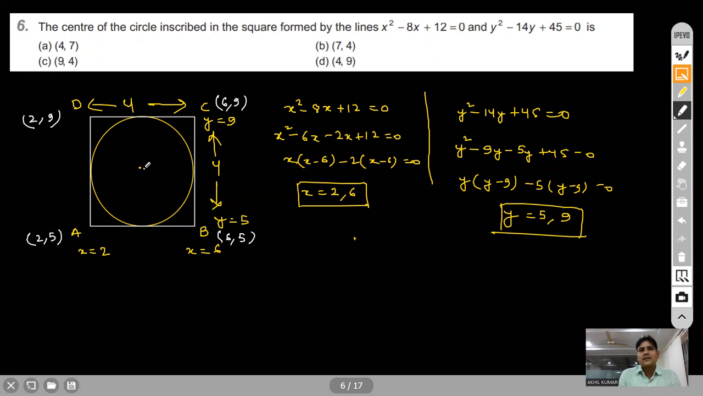And now we have to find the center of the circle. It will be half of this, meaning x will be (2 plus 6) upon 2. If we say C is the center, then the center will be ((2 plus 6) upon 2, (5 plus 9) upon 2). That will be 8 by 2, which is 4, and 14 by 2, which is 7. So (4, 7) will be our answer. So the coordinates of the center will be (4, 7). So option A is correct.